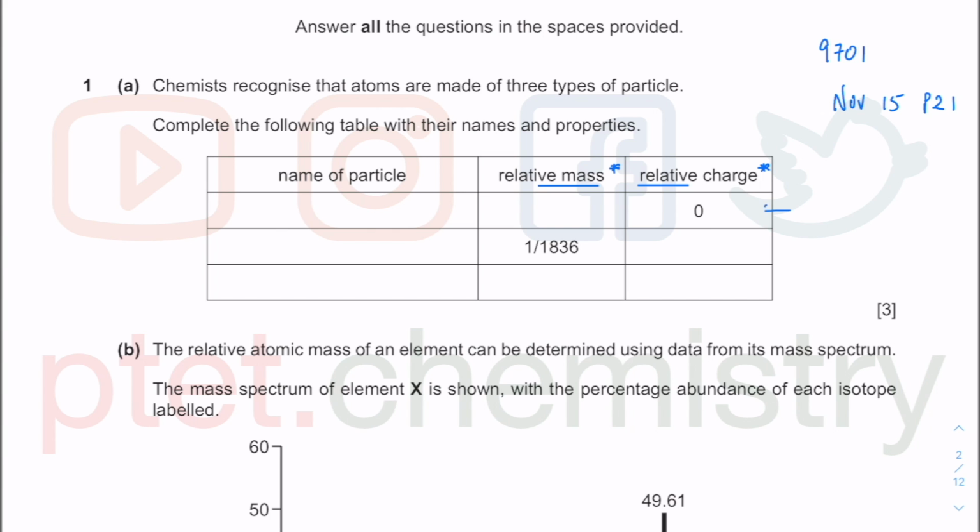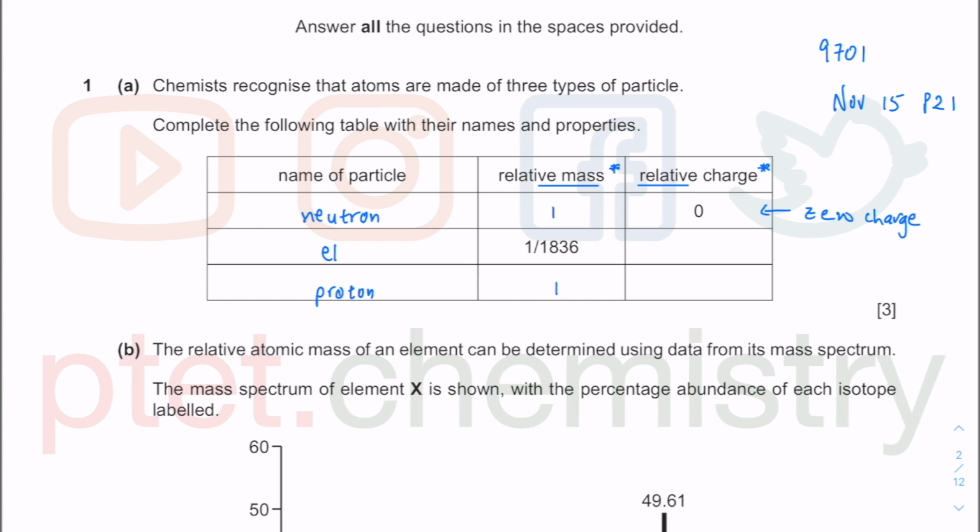The fact that this one has a zero charge, so only one out of the three particles is uncharged, that is going to be neutrons. Make sure you can spell them properly, neutron. Neutron has the same mass as protons. They are the heavy masses concentrated in the nucleus of an atom. Together, neutrons and protons are what you call nucleons.